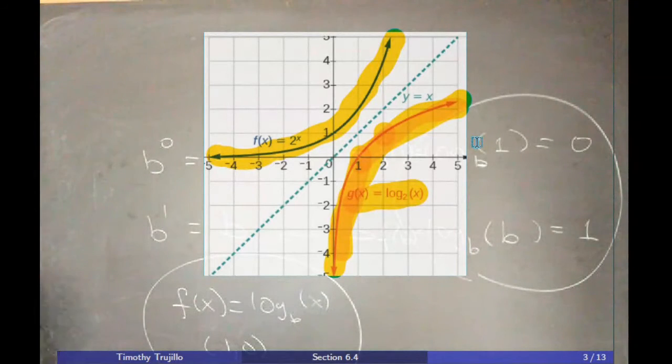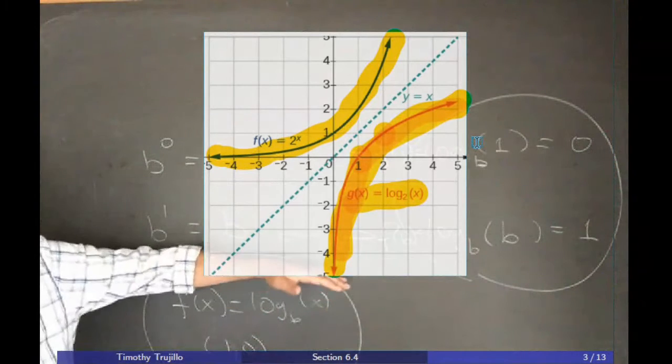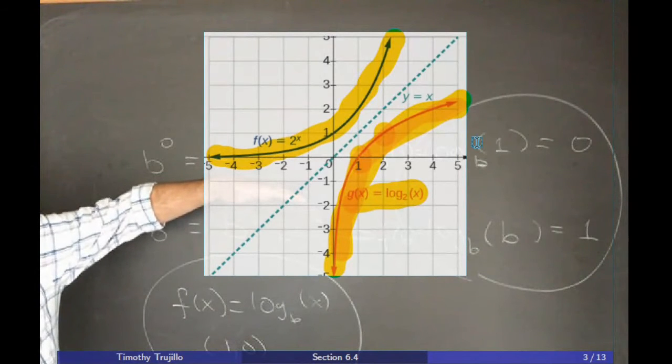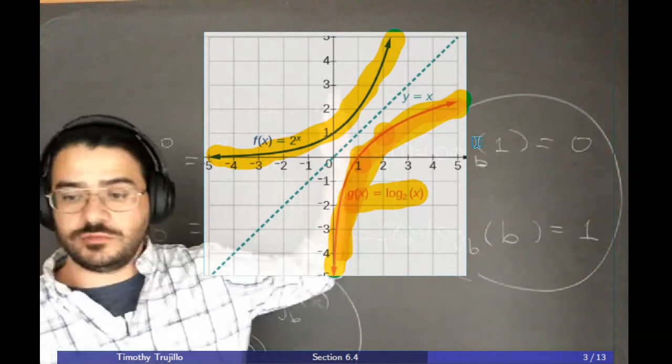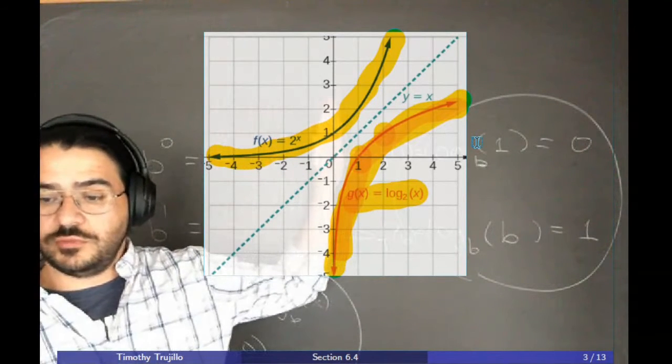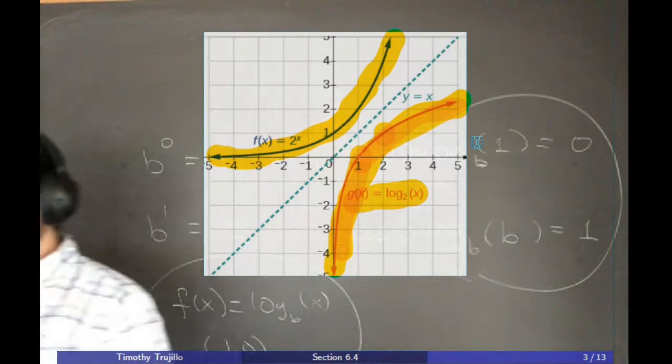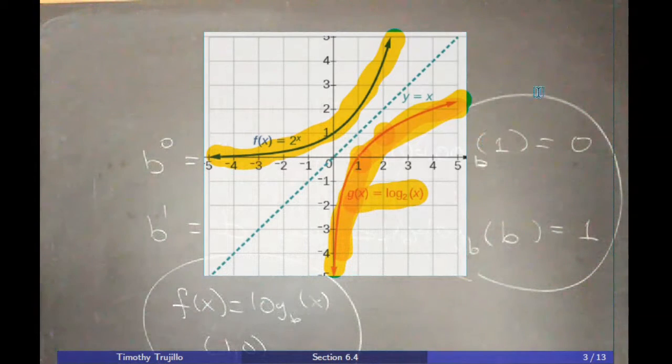One last thing we can see from this picture is that the horizontal asymptote we had for the exponential function, when we reflect along the line y equals x, turns into a vertical asymptote for the logarithmic function. This logarithmic function keeps getting closer and closer to the y-axis, and it follows it out towards infinity.